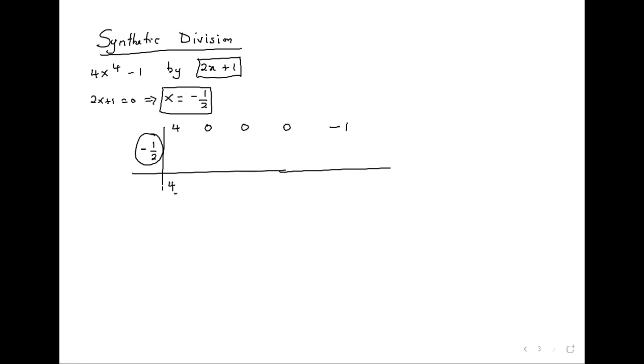Okay, so we multiply negative half times 4, we get negative 2. And then add, we get negative 2. Negative half times negative 2, we get positive 1. Add, we get positive 1. Negative half times 1, we get negative half. We add, we get negative half. And then this will give us 1 over 4. We add, we get negative 3 over 4. The last number becomes the remainder.